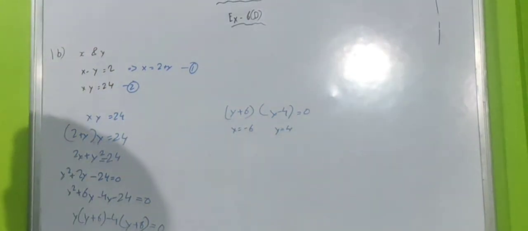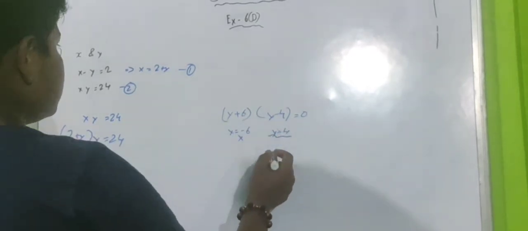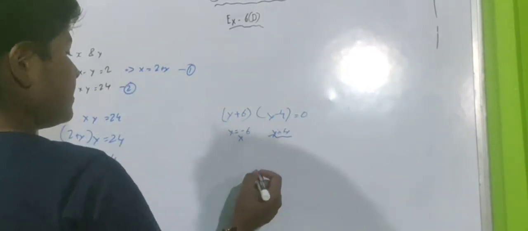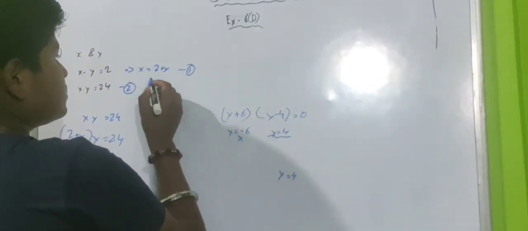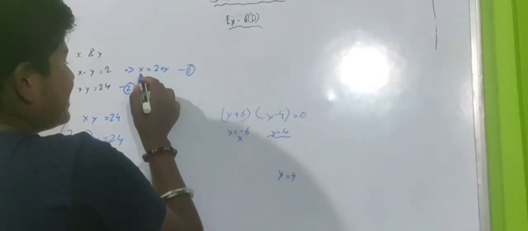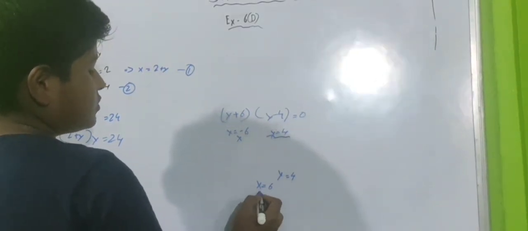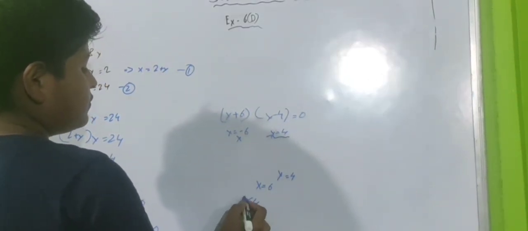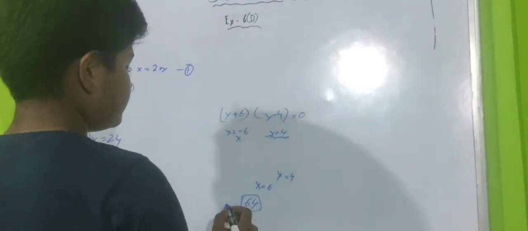The value of y will be 4, not this, because this is negative. Since we got the value of y is 4, you can find the value of x. So x is 2 plus y, which means 6. So x is 6. So the number is 64. So you can go with option number 4.